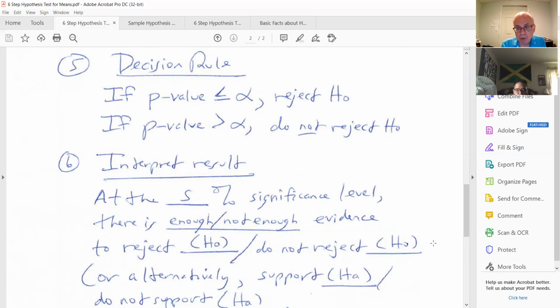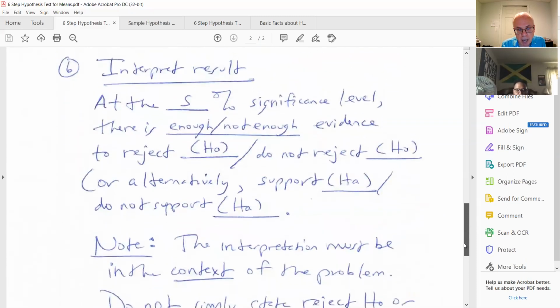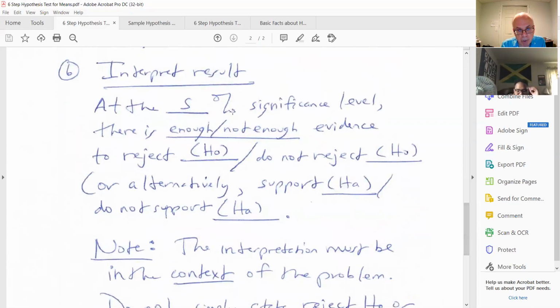And then step 6 is your interpretation using the context of the problem. So you're going to say at the blank percentage significance level, S is referring here to significance level, all right? It's not referring to standard deviation. Please don't think that's standard deviation here. It's going to be some percentage, and it's going to be given in the problem. That's alpha. So whatever alpha is, you're going to put it in here. So that's the way you would start writing it.